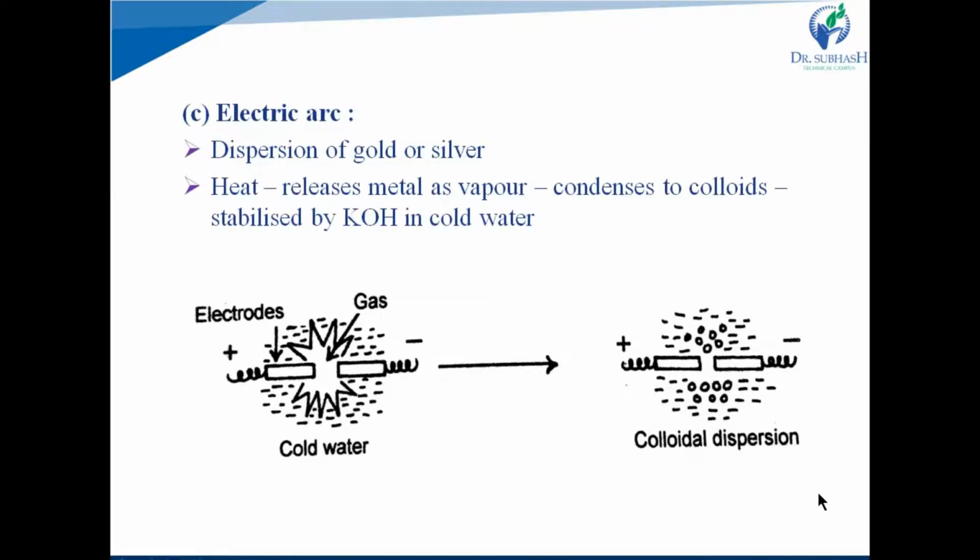Then electric arc method. Electric arc method is used for the dispersion of gold or silver. Here an intense electric arc is produced between two metal electrodes, which are used under the surface of cold water. Due to this process, heat is generated, and such heat releases the metal as a vapor which condenses to colloids and is stabilized by KOH in the cold water. By such a technique, we can have the dispersion of gold or silver.